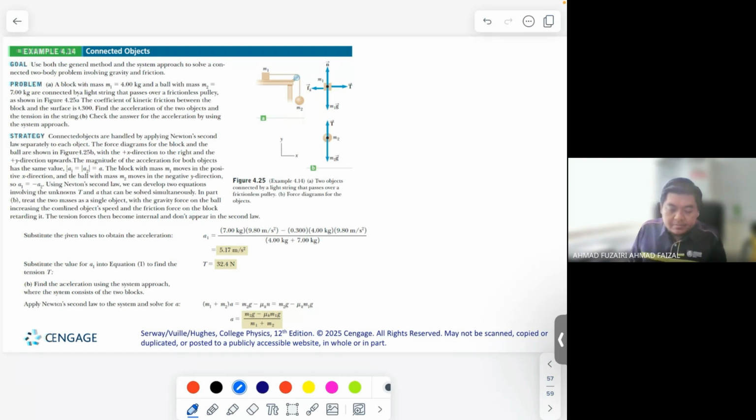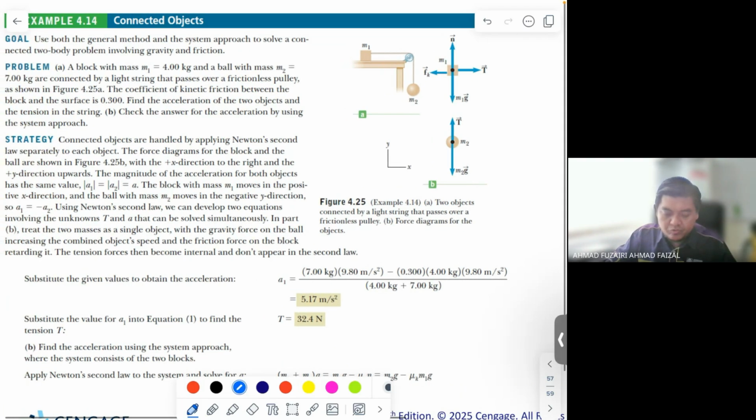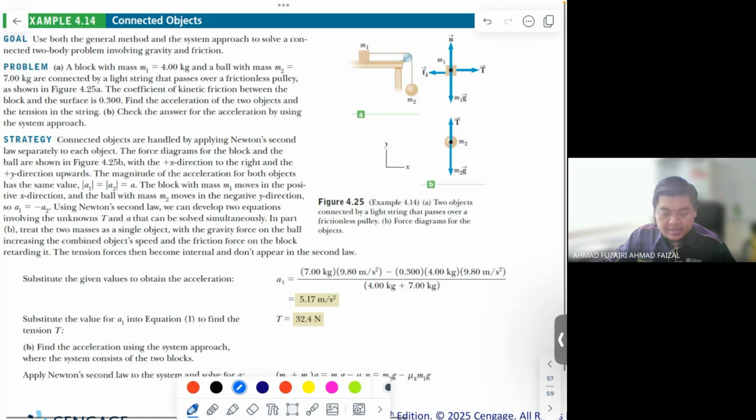A block with mass M1 equal to 4 kilograms and a ball with mass M2 equal to 7 kilograms are connected by a light string that passes over a frictionless pulley as shown. The coefficient of kinetic friction between the block and the surface is 0.3. Where should the kinetic friction be? Because the acceleration is going that way, the mu k should be here. The kinetic friction should be opposing the motion.